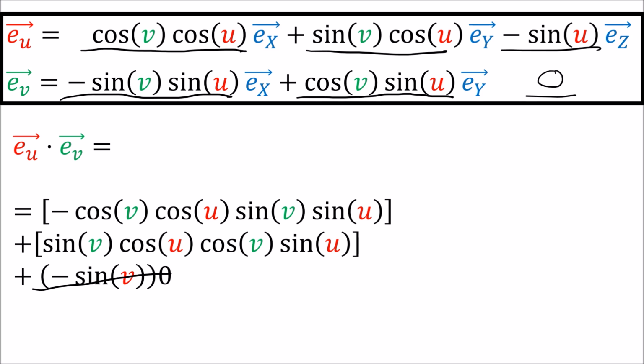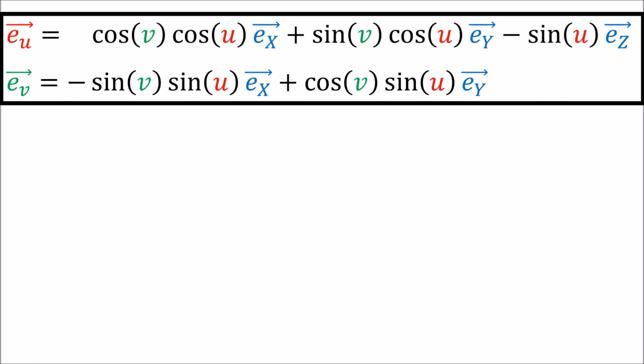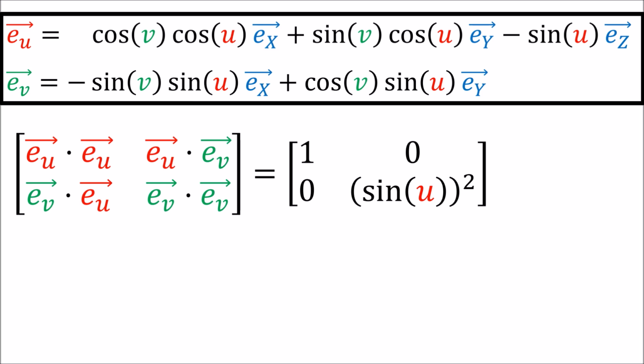Obviously, this third term goes to 0, and the 2 remaining terms are actually the exact same, except one is positive and one is negative. So they end up canceling out and we get 0. So the metric tensor we're looking for looks like this.